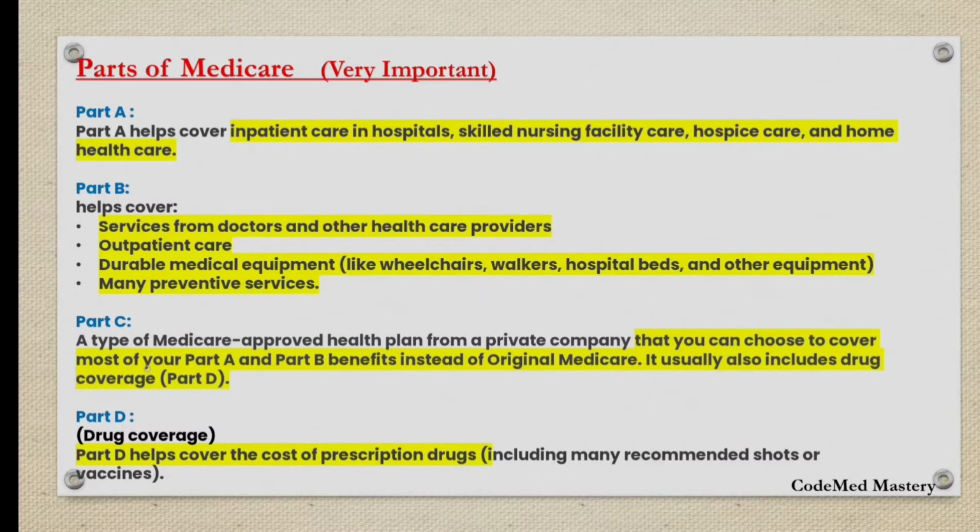So what is Part C? A type of Medicare approved health plan from a private company. So this helps cover most of your Part A, Part B and drug coverage, that is Part D. Now let us see what does Medicare Part D cover, that is mainly for drug coverage. Part D helps cover the cost of prescription drugs including many recommended shots or vaccines. In your exam they may ask what does Medicare Part A cover, Part B cover, Part C, Part D, etc. So you have to know which all services come under Part A, B, C and D.